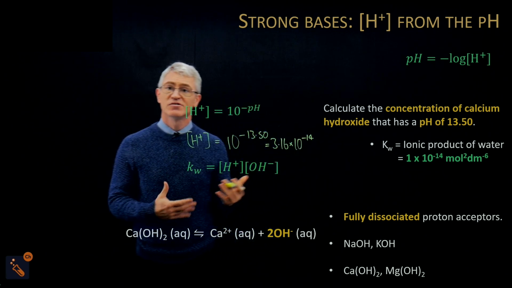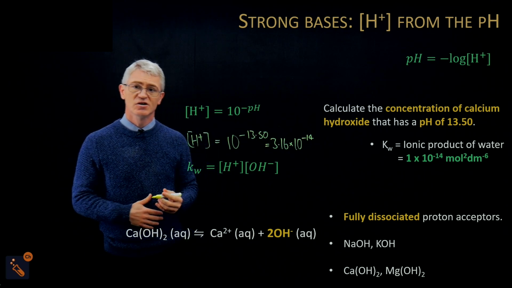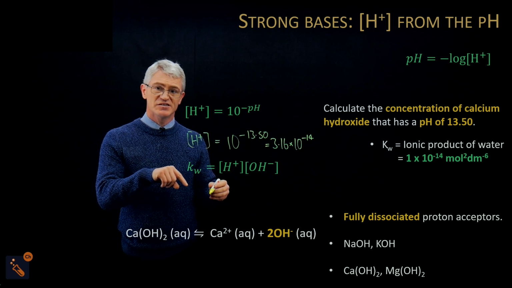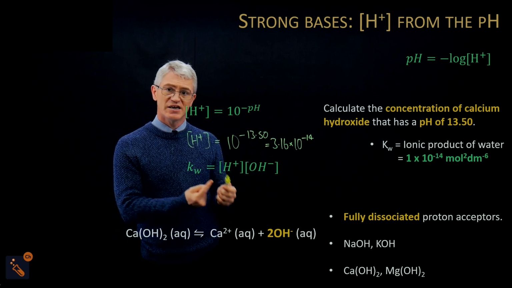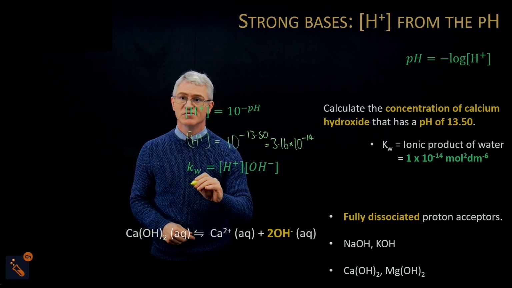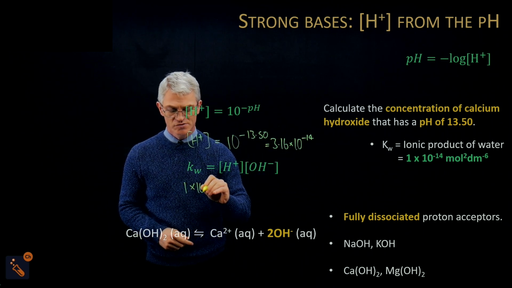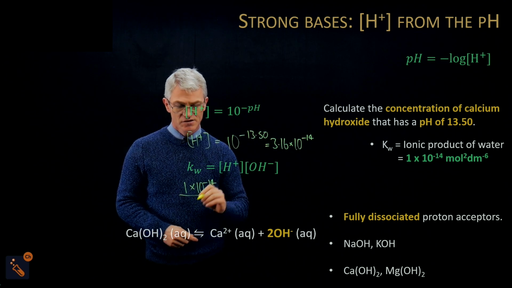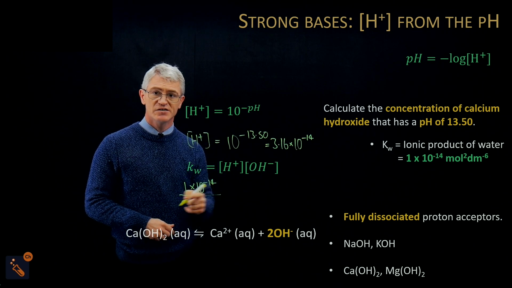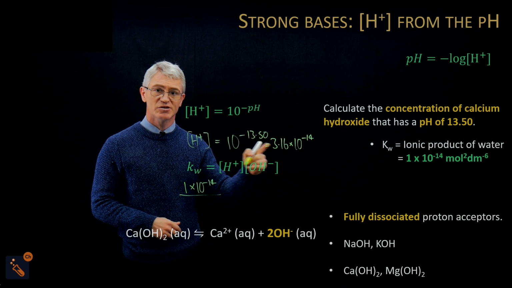And again, carry on, stop the video, do this if you can. We then have to rearrange this equation. So we've got the H plus and we've got the Kw, 1 times 10 to the minus 14. So we go 1 times 10 to the minus 14, which is our Kw, and then we divide by the H plus.